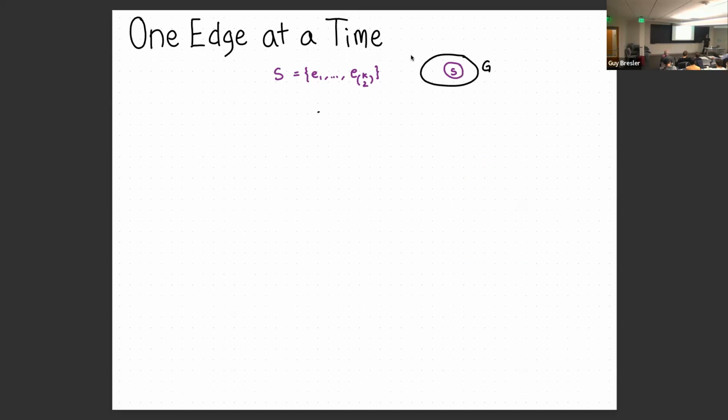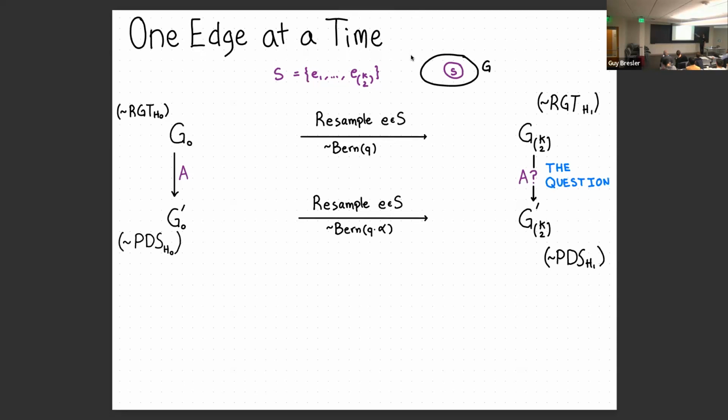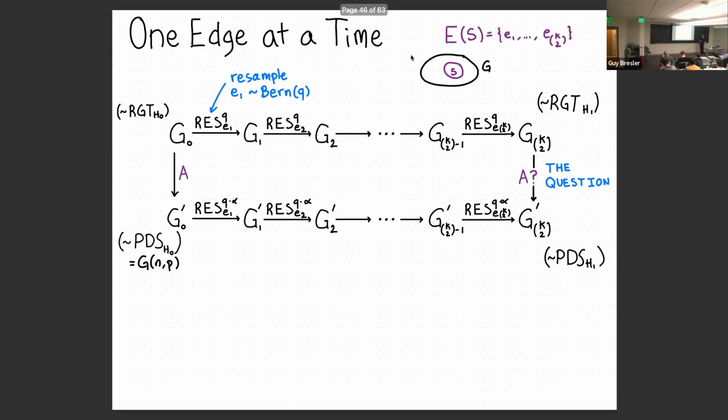So yeah, maybe this is precisely the way that you do not want to think about this. Okay, so this is how we think about it and how the proof goes. We're going to enumerate the edges, and instead of resampling all of them all at once to plant the dense subgraph, we're just going to plant them one at a time.